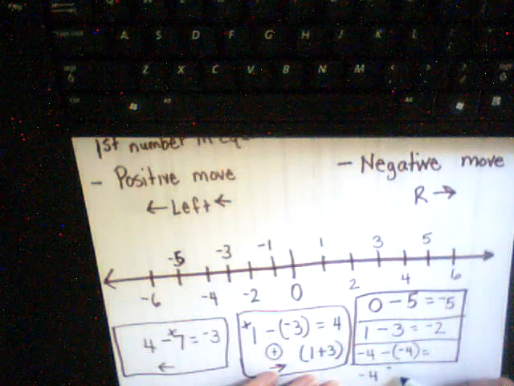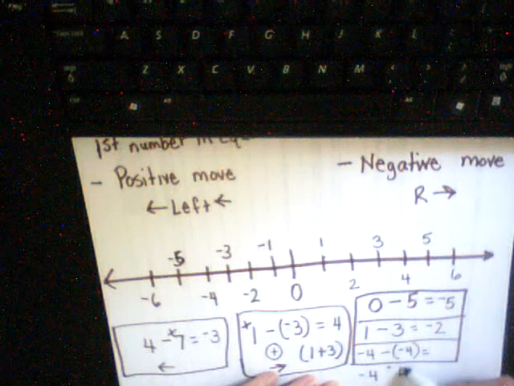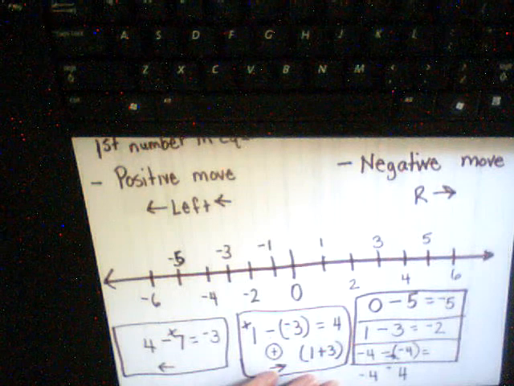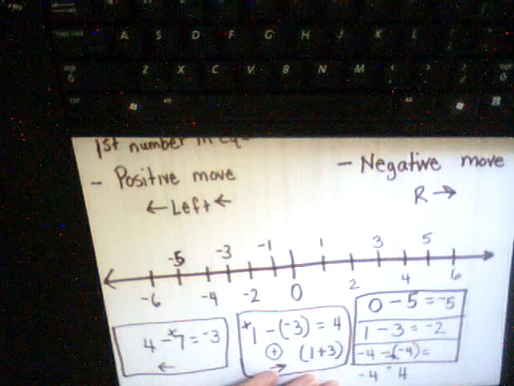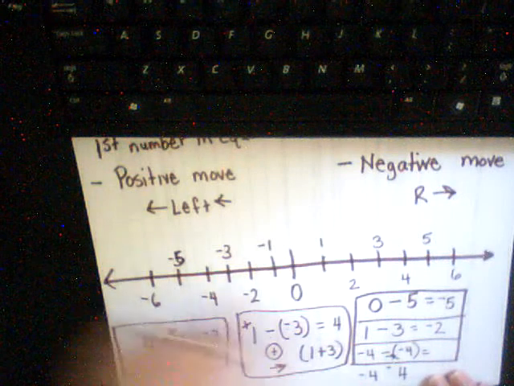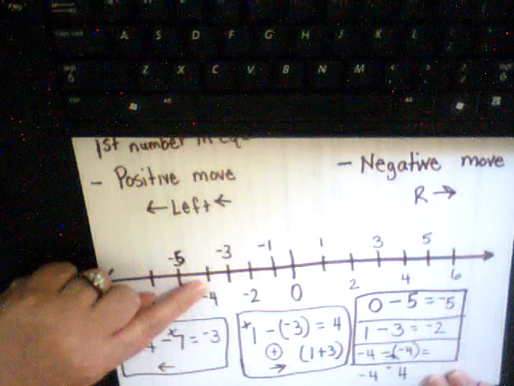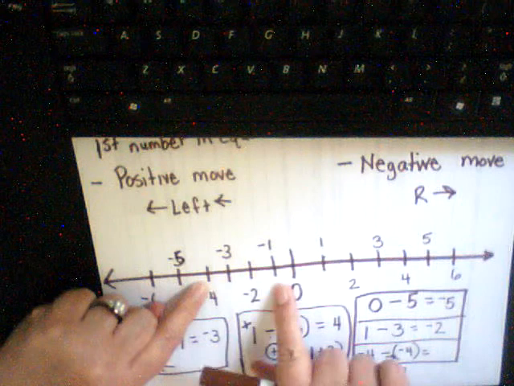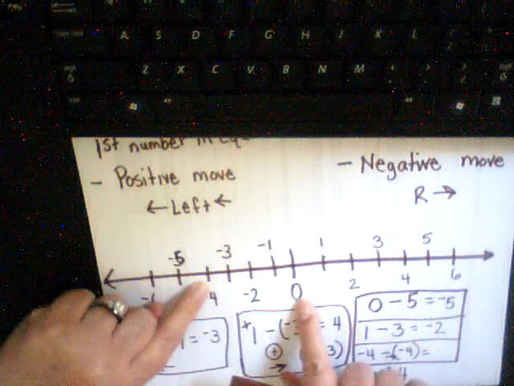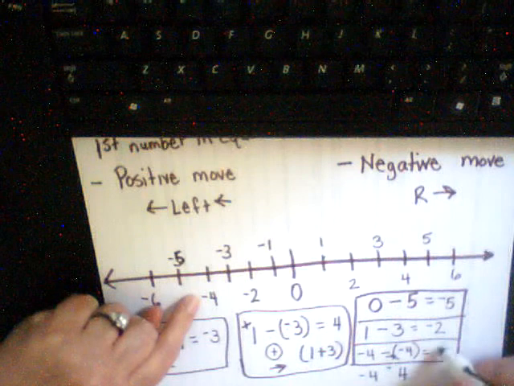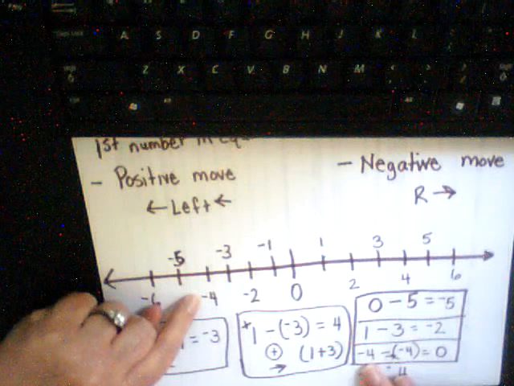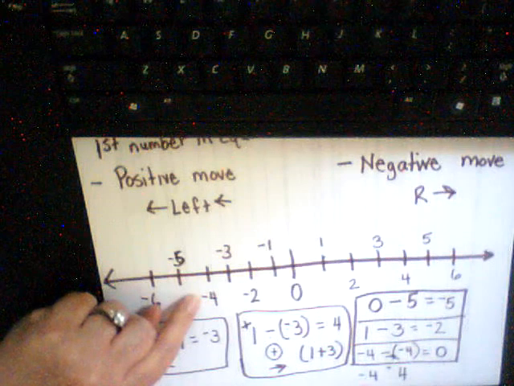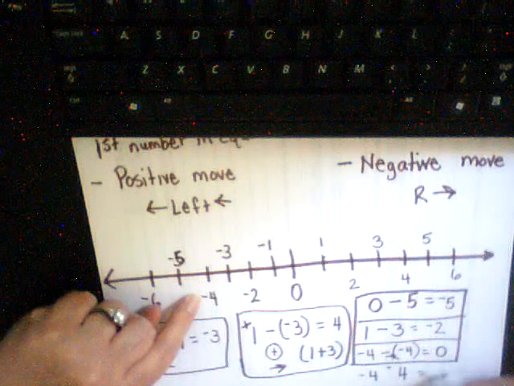So we're going to add this 4. Actually, we're going to move to the right 4. So here we go. Ready? We're going to start on negative 4, and we're going to move to the right 4 spaces. 1, 2, 3, 4. And so our answer is 0. Negative 4 minus a negative 4 would be the same as negative 4 plus 4, which is 0.